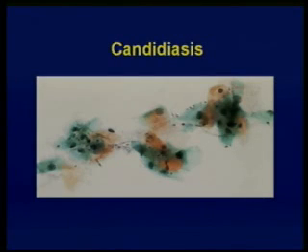Here's candidiasis. What am I looking at? So these are the yeast forms, the pseudohyphae, the long filamentous form. This is a pap smear, I believe, and it's a 10% potassium hydroxide, a KOH prep. And the mucus can be really thick and cheese-like, or it can be thick and thin and watery.